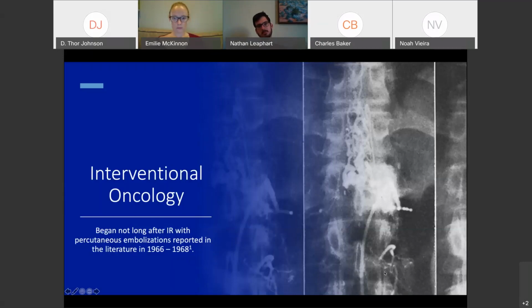And so there was initial excitement by the radiologists because we could treat stuff that people didn't want to operate on because it was too morbid for the operation. But it kind of didn't go anywhere after that.